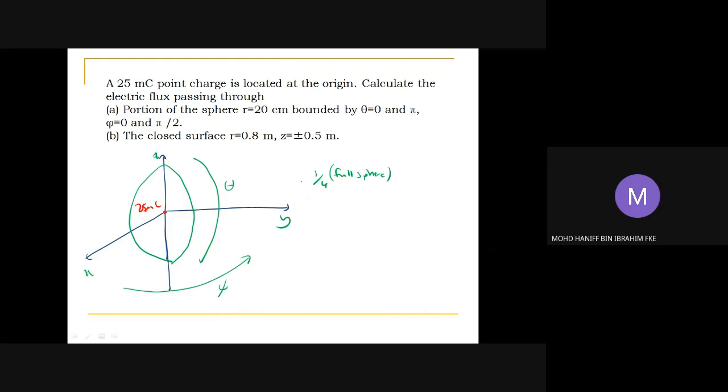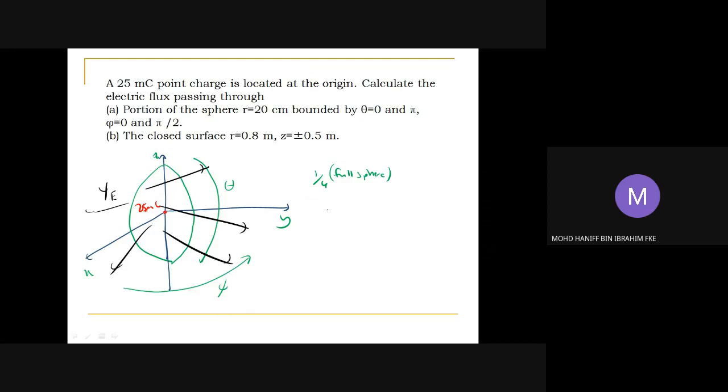So the question is to calculate the flux passing through this particular portion of sphere. We know that the charge is 25 millicoulomb located at the origin, and for a full sphere, the charge will be uniformly distributed throughout the spherical surface. If you want to find out the amount of flux passing through this particular surface, let's say the charge passing through this portion of sphere, 1/4 of a full sphere, this is your electric flux line.